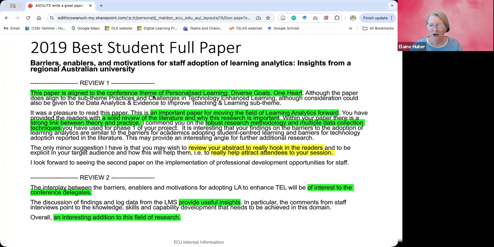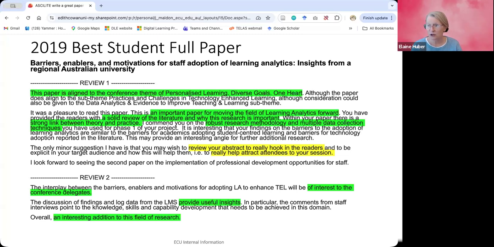So for any of you here who might be students or might know of colleagues who are students, they can certainly submit to this category. She got some really good feedback about how good it was. That's the green bits. The yellow bits she's highlighted are ways to improve the paper. In that aspect, she was asked to use the abstract to hook in the readers.